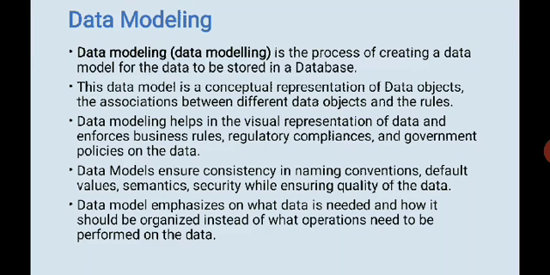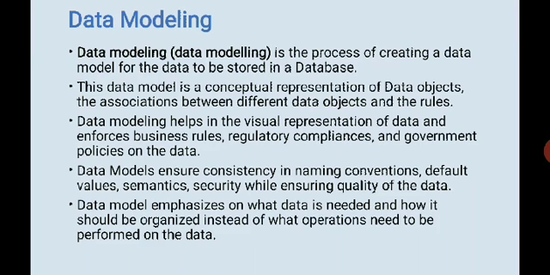So data models ensure consistency in naming conventions, default values, semantics, security, while ensuring quality of the data, right? So data models always ensure that the data is consistent, it follows the naming conventions, and it has some default values in it. There is a relationship among them, and it is secure. So all of these combine to form the quality of the data. If you compromise in any of the situations, ultimately the quality of your data will decrease, right? Which is very self-understood also.